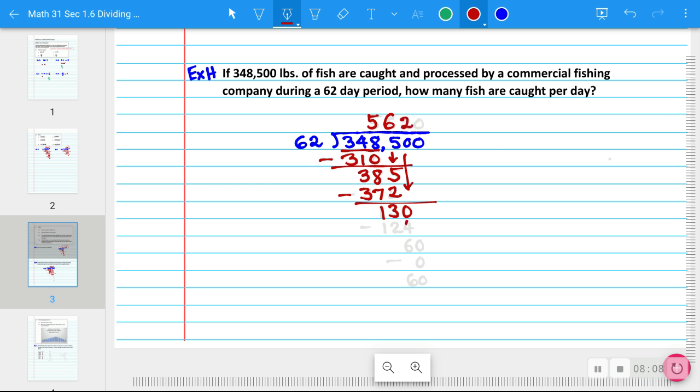2 times 2 is 4. No carry. I like to put a 0 there anyways. And 2 times 6 is 12 with 0 added. Subtracting here gives us 6, and here comes the last 0 into the fray. So we're asking how many 62s fit in 60, and the answer is none. So we're going to put a 0 there. 0 times 62 is 0, and we end up with a remainder of 60.